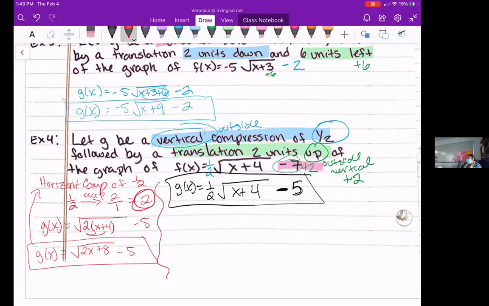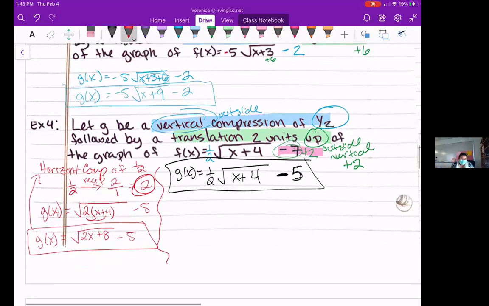Just so that y'all can get that in your brain a little bit, okay? I'll try to throw them in a little bit more often so y'all can get used to it from now until pre-cal. Okay, moving on.